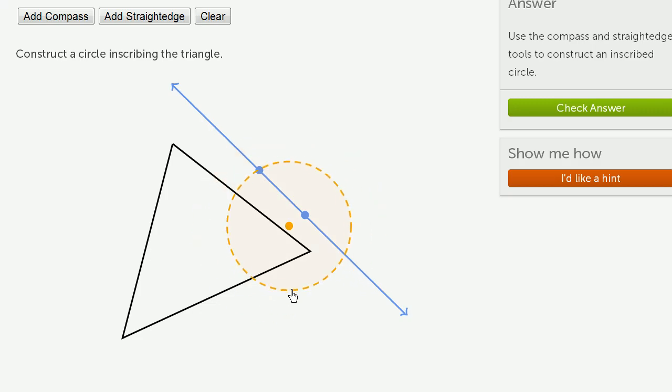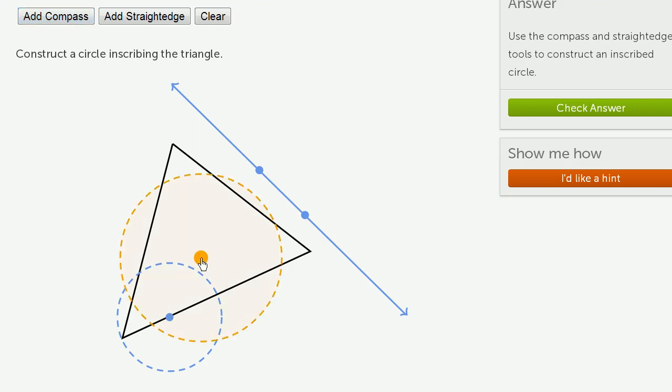So let me make this a little bit smaller. And what I can do is put the center of this circle on one of the sides of this angle right over here. Now let me get another circle, and I want to make it the exact same size, so let me center it there. Now let me put it on the other side of this angle, right over here, so that the center of the circle is on the other side of the angle, and the vertex sits on the circle itself.